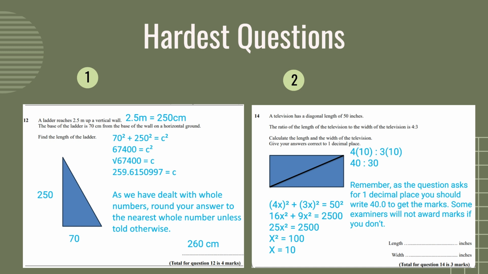Remember, as the question has asked for one decimal place, you should always write, say, 40.0 to get the marks. Some examiners will not actually award you marks if you don't put that .0, because you're not doing what the question has told you. It's harsh, but they do it, and it'd be a silly way to lose marks on an exam. So, the length would be 40.0 and the width would be 30.0.